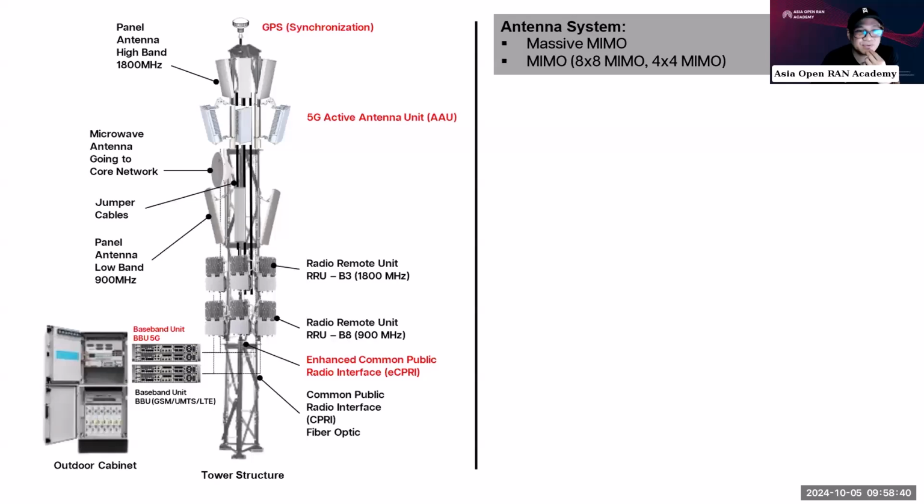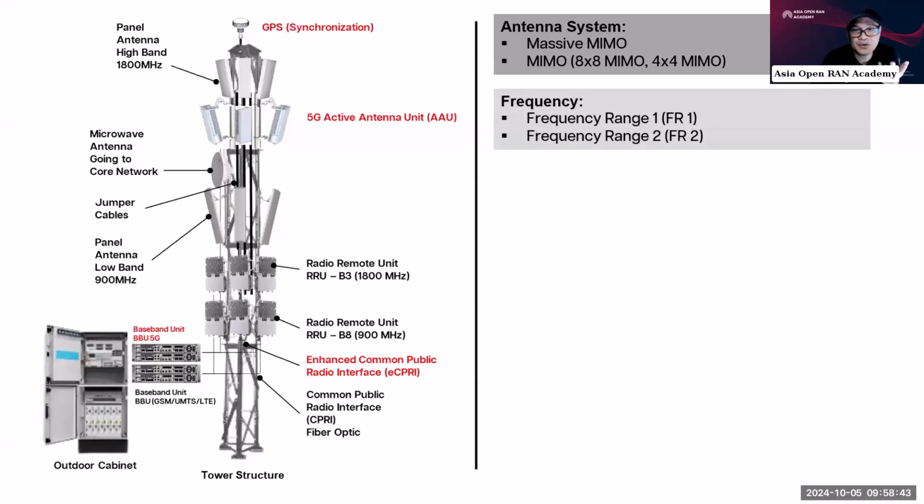Next is the frequency. So we have two frequency ranges in 5G. Actually, in the newest version, they are introducing FR3. But in this topic, let's first discuss FR1 and FR2, the frequency range 1 and the frequency range 2.